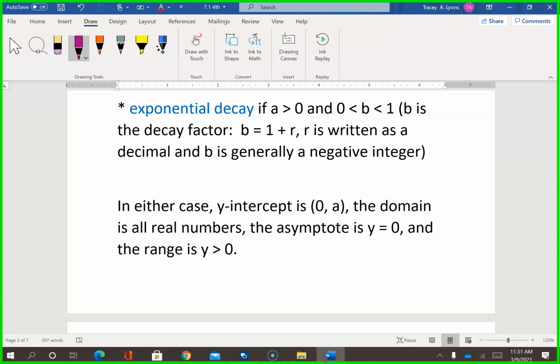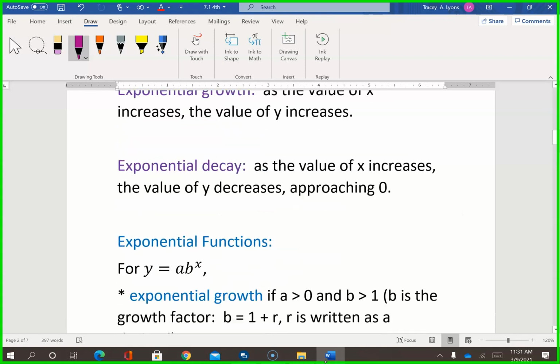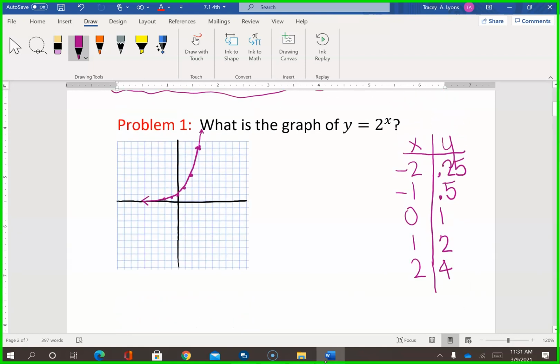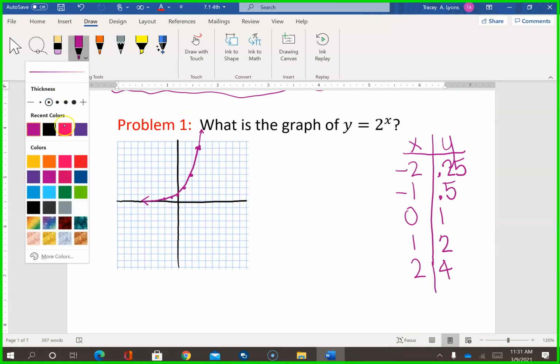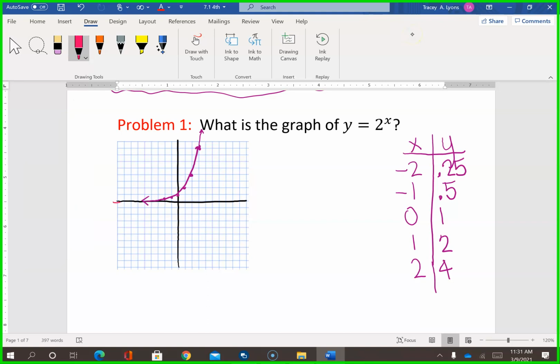So if we go back to this one that we graphed, notice right here, now I didn't put all this extra stuff on there, but this is kind of what you're thinking about. The asymptote line is right here.